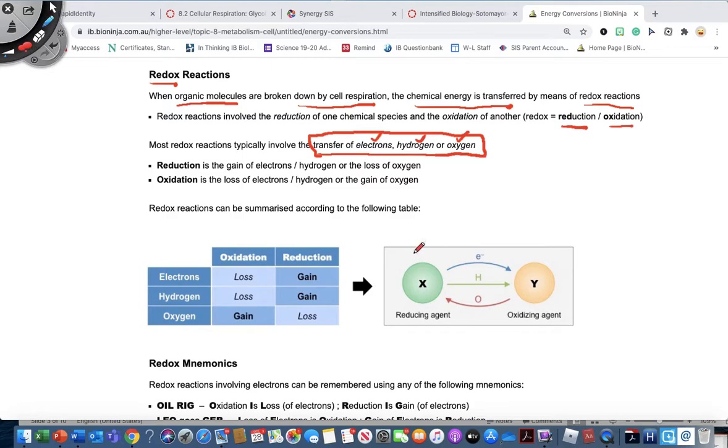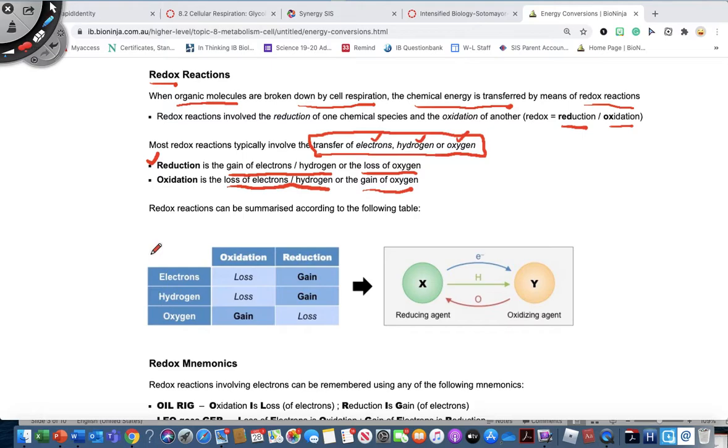So you probably learned some of this in chemistry, perhaps in physics, right? That reduction means that you are going to gain electrons or hydrogens, and that you're going to lose oxygen. And oxidation means that you're going to lose electrons and hydrogen, and you're going to gain oxygen. So notice that whatever the electrons do, the hydrogen does as well. And that tends to be the opposite of what happens to the oxygen.